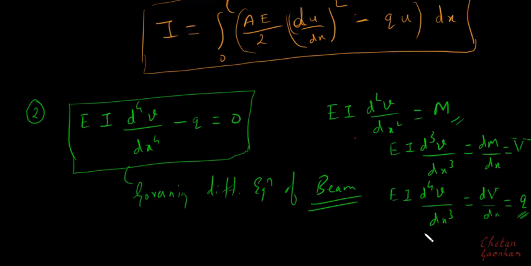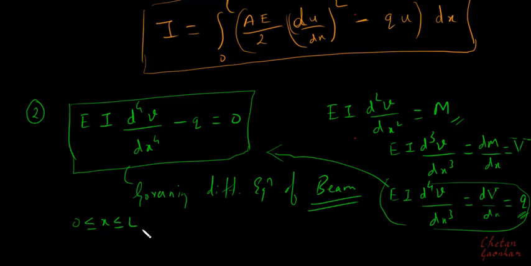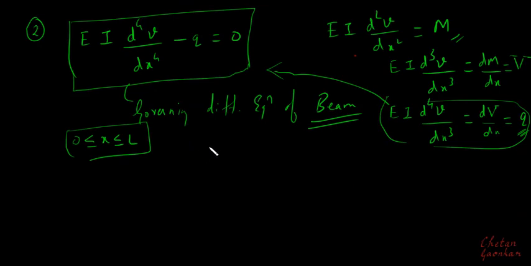And if I bring this to this side, I get this equation. I get this governing differential equation of a beam. Now suppose again a beam varies from length 0 to L. Then let us see, if I apply the Euler-Lagrange equation to this governing differential equation of the beam, what do we get?